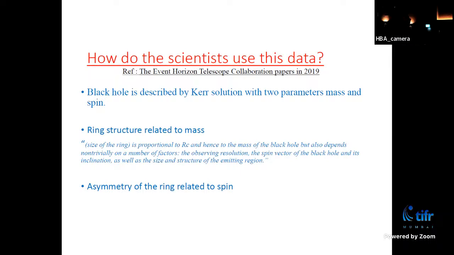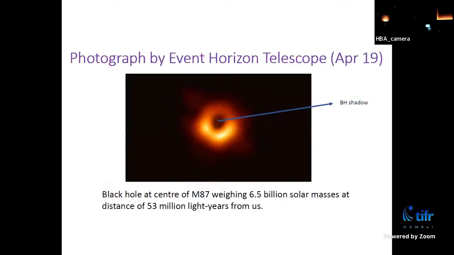Now, the second aspect of the image that we see here is the asymmetry. Here it is pronouncedly seen that the lower part of the ring is brighter than the upper part of the ring. The color schemes are such that this has more intensity and this has less intensity. Now this asymmetry in the ring structure is related to the angular motion of the black hole.